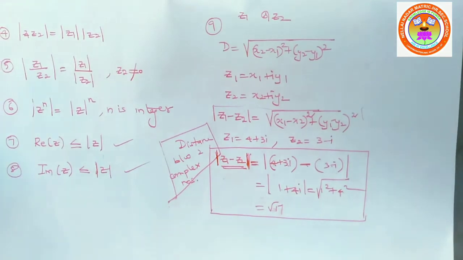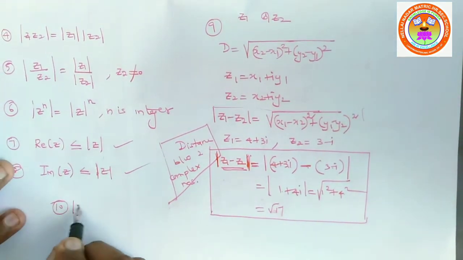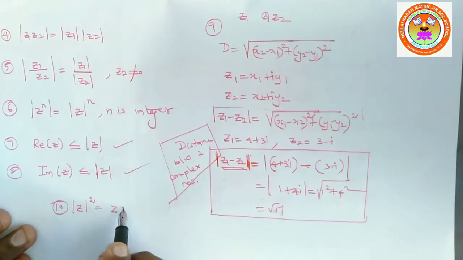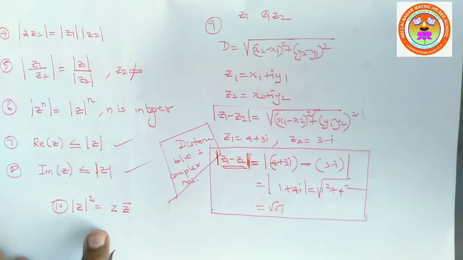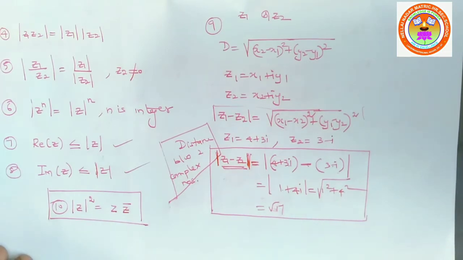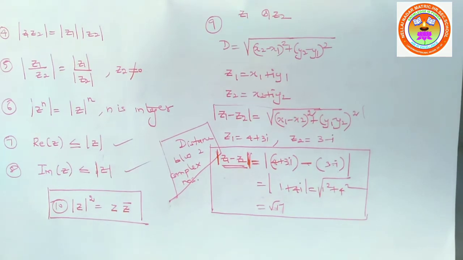Okay. Next, the final one. Modulus of z square is equal to z bar. This is very important, listen carefully. Modulus of z square is equal to z bar. This property is very important. With this we are finishing the properties of modulus of complex numbers. Next we enter into a sum.